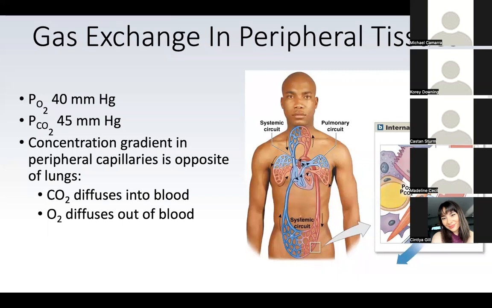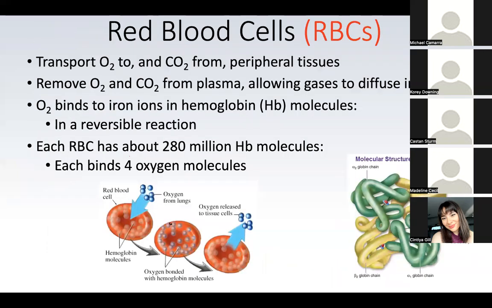Now, the direction of partial pressure across that gradient is going to be opposite in peripheral tissues. And in order to really appreciate this, you are going to have to revisit the difference between internal respiration and external respiration, which we covered last Wednesday.